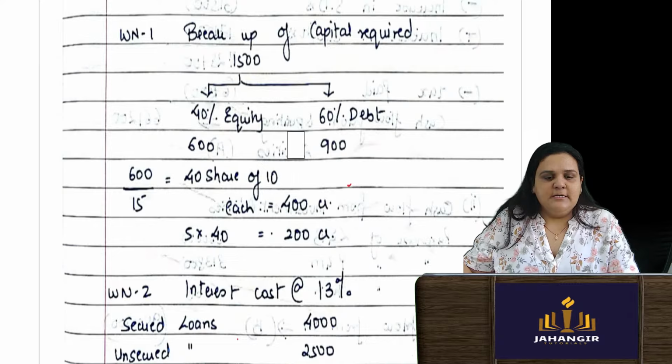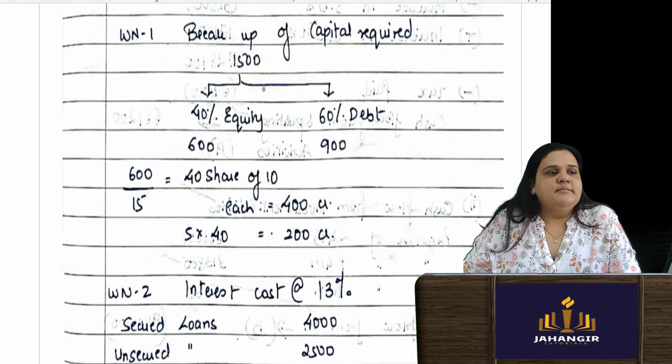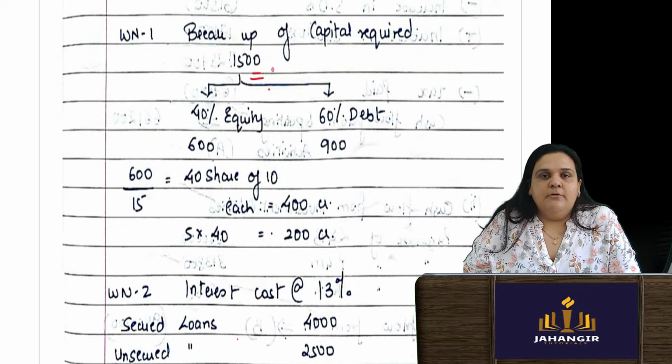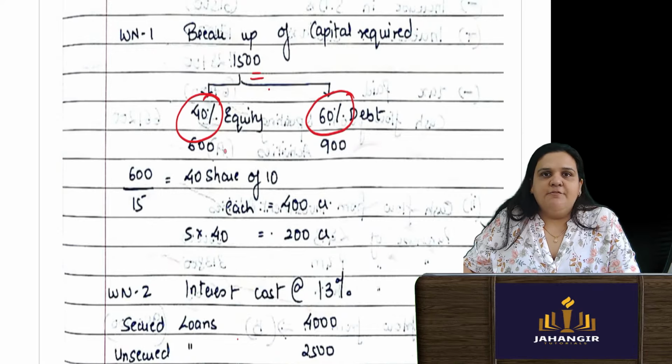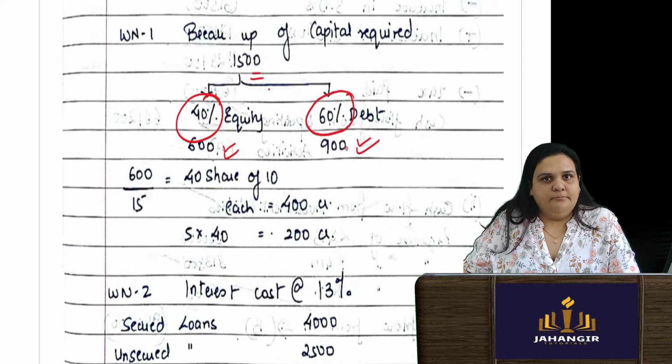We have to first understand the requirement of Sangam. They are saying Sangam is going to require 1500 crore rupees. Now that 1500 crore, they will take 40% in form of equity and 60% they will take in form of debt. Understood? So if they are taking 40% in equity, that means 600 crores in form of equity, and 60%, that means 900 in form of debt.